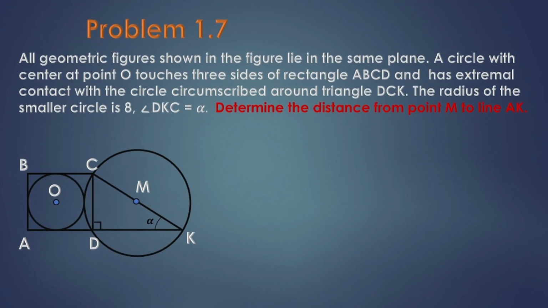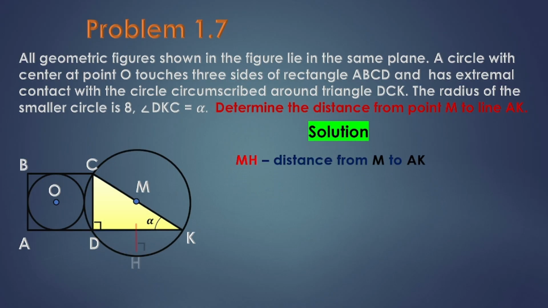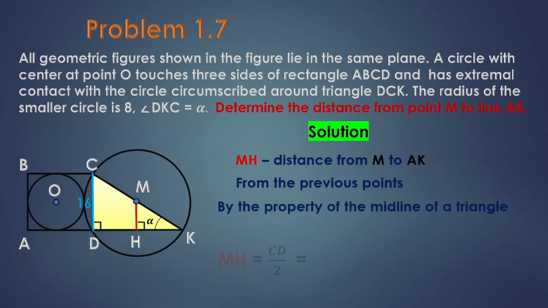Problem 1.7. Determine the distance from point M to line AK. So we have that MH is the distance from point M to AK. Note that MH is a perpendicular, because to draw the distance from a point to a line, you need to draw a perpendicular. Therefore, the segment MH will be perpendicular to DK. From the previous points, CD is 16. Now MH will be our midline. Why? First of all, CM equals MK as radii. DH equals HK. I explain: because we drop the perpendicular MH to the chord DK, and this perpendicular divides the chord into 2 equal segments, DH and HK. So by the property of the midline of a triangle, MH equals CD divided by 2, which is 16 divided by 2 equals 8. Therefore, the answer is 8.